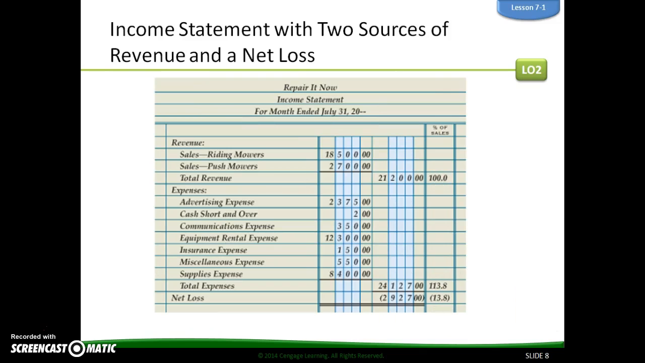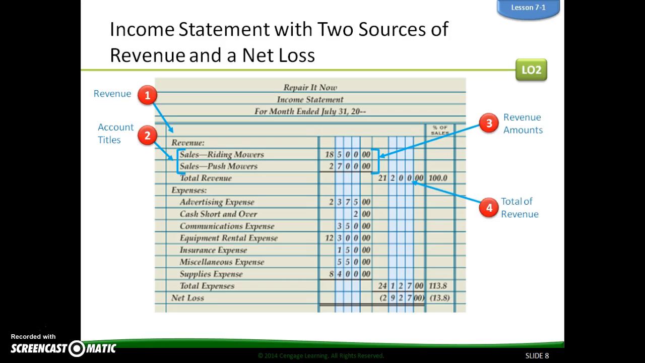All right, so now the next thing we're going to look at is the income statement with two sources of revenue and a net loss. So we are specifically dividing up our revenue into two sales categories here, riding mowers and push mowers. And we looked at our expenses, and it looks like our expenses exceeded our sales. This resulted in a net loss for us. Now, just to be clear, this business is Repair It Now. It is not Delgado Web Services. So our folks doing web design did not suddenly branch out and start selling some lawnmowers here.